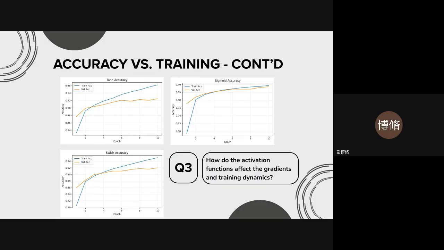Leaky ReLU improves this by keeping small gradients on the negative side. So overall, activation functions affect training dynamics by controlling gradient flow. Functions with better gradient behavior, such as Leaky ReLU, ELU, and Swish, usually train more stably and avoid dead neurons better. From our experiment, ELU and Swish appear to offer the best balance, while ReLU remains a strong and efficient baseline despite its dead neuron issue. Okay, very good.